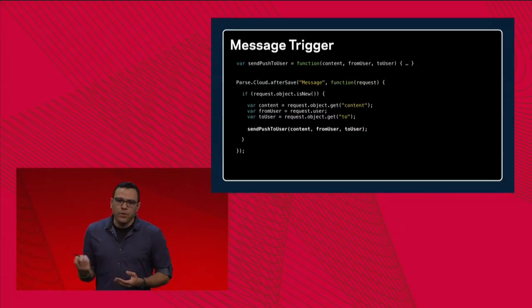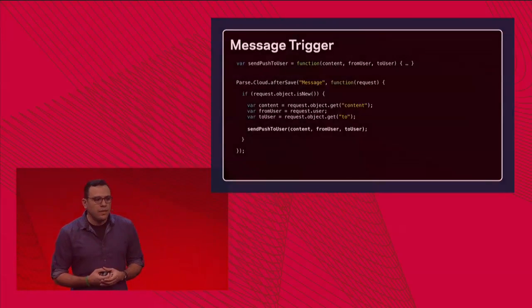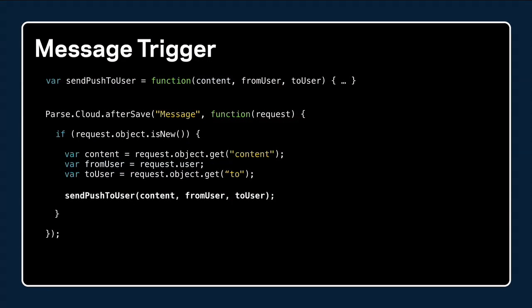Well, this is an example of Cloud Code. This is an after save trigger on the message class. And as you can see, it uses JavaScript. And you're defining a function that will be executed after the object is saved. Here, we are making sure that this is the first time that the object is being saved. This is not an update, because you don't want to send a push again if the user goes back to edit the message. So we make sure that the object is new.